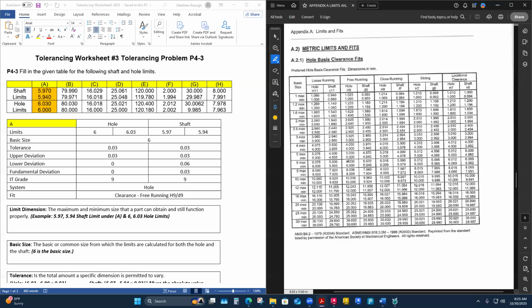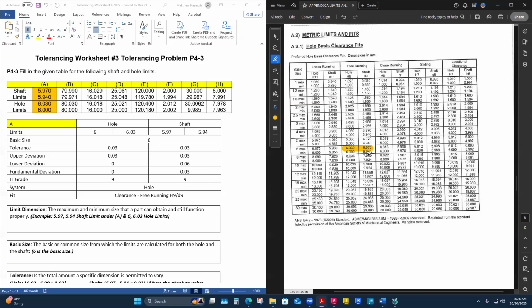So both the hole and the shaft match what's in my problem. I'm liking this as a free running hole and shaft that matches mine. What you'll find is that if you looked at any of the other metric charts, this relationship probably doesn't appear. These dimensions are probably not in any other kind of fit. So if I look over here, nope, those aren't the same. Those aren't the same.